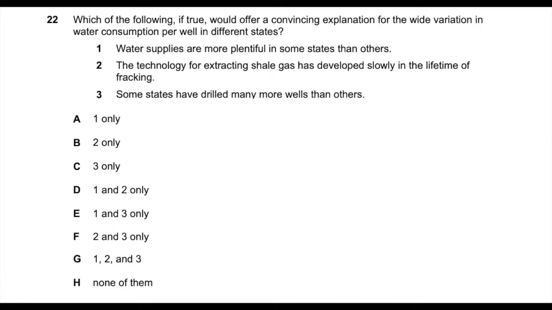Therefore, the number of wells drilled does not necessarily have an effect on the water used per well. Therefore, option H is correct.